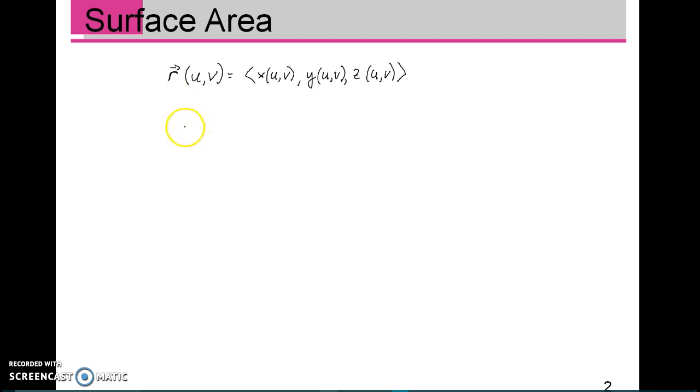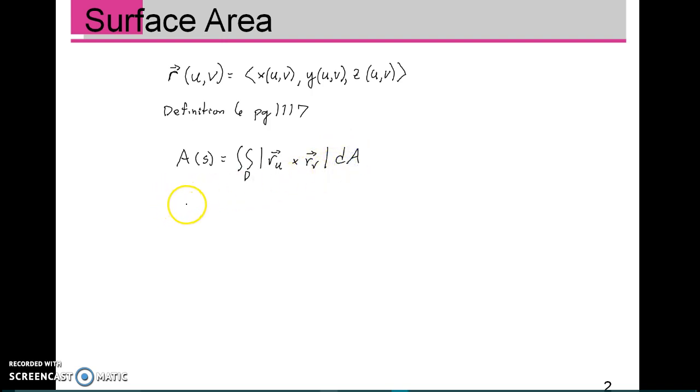And what we want to do is be able to find the surface area of that surface. And that is detailed in definition 6 on page 1117. And I'm just going to go ahead and write that. So the area of your surface is the double integral of the magnitude of partial r with respect to u cross partial r with respect to v, dA.